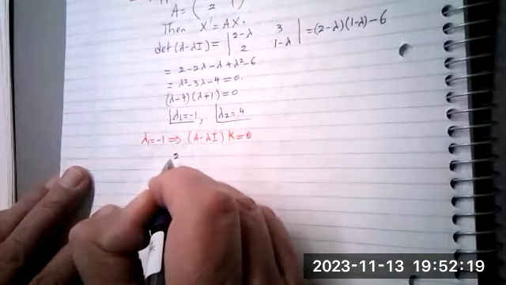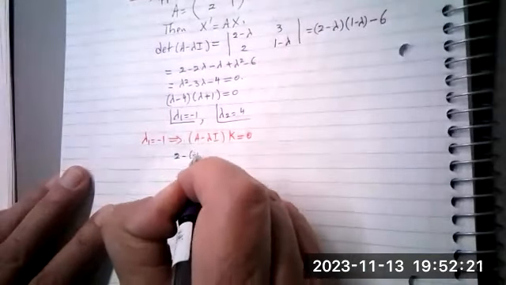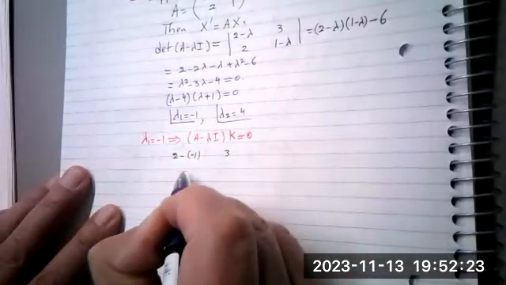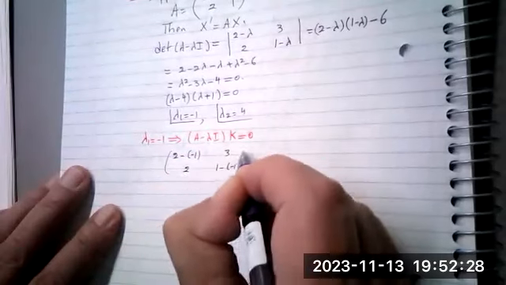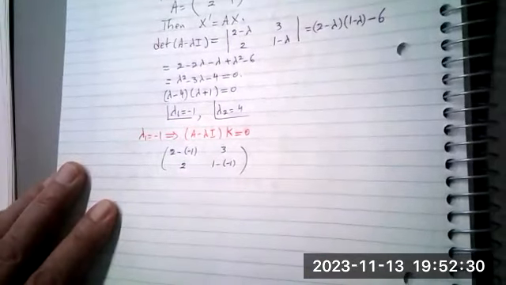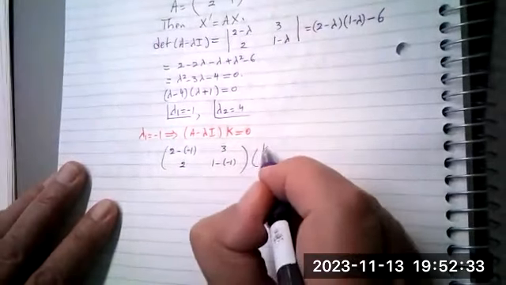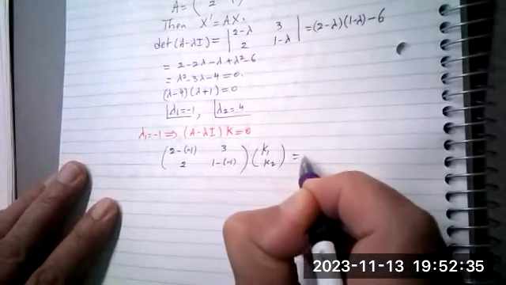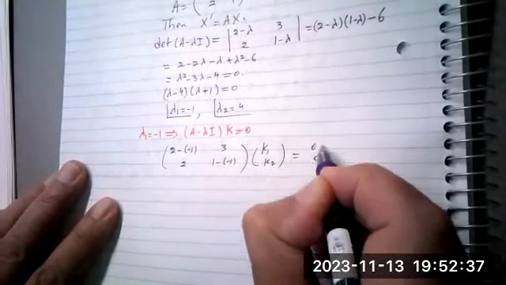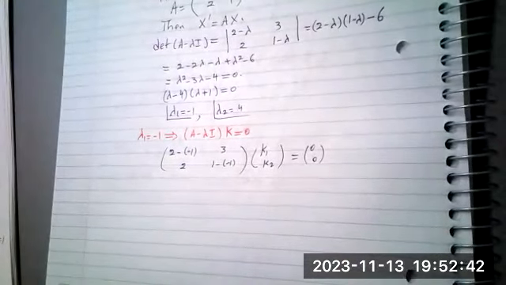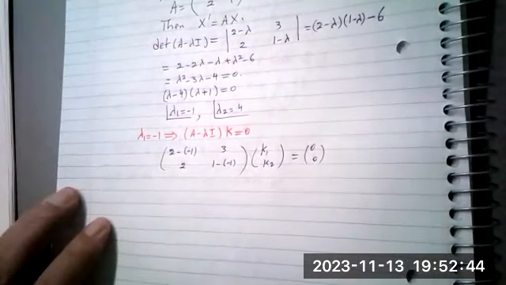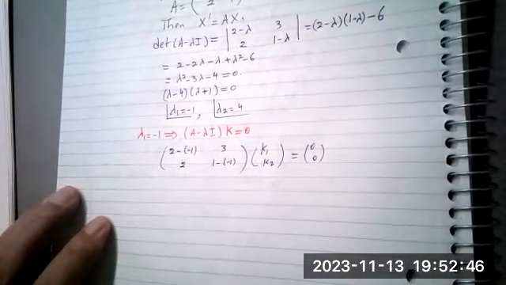So you get a matrix this time: 2 minus -1 and 3, 2, 1 minus -1, times K1, K2, equal to 0, 0. Simplify it. First, the 2 minus -1.